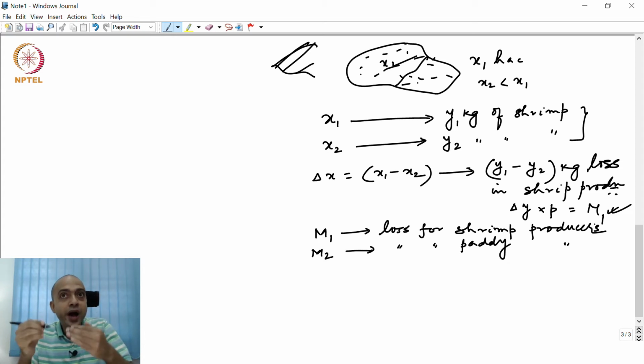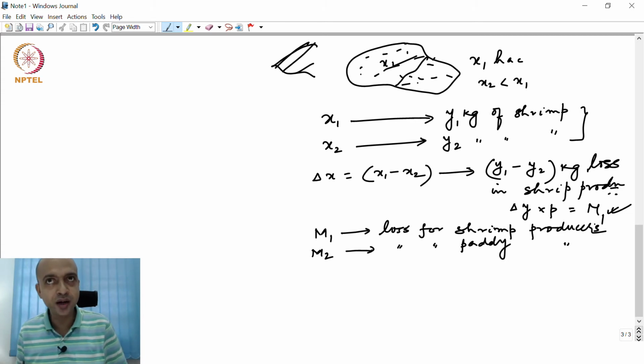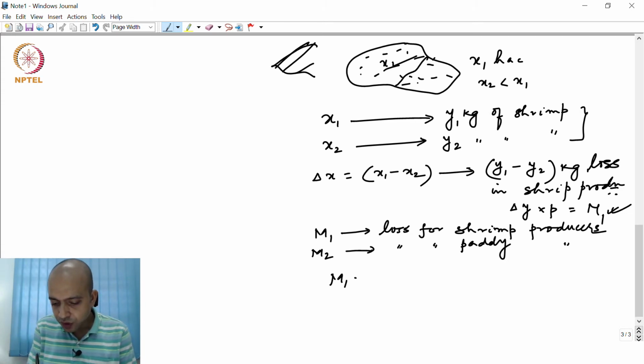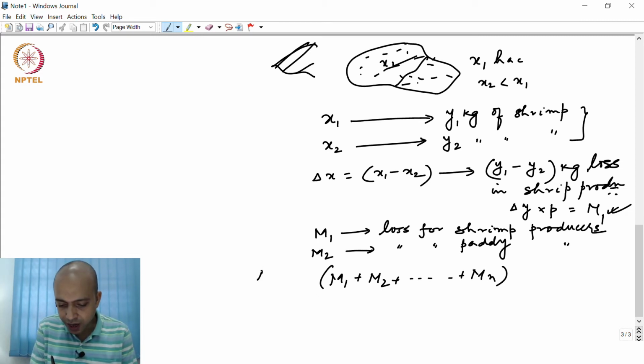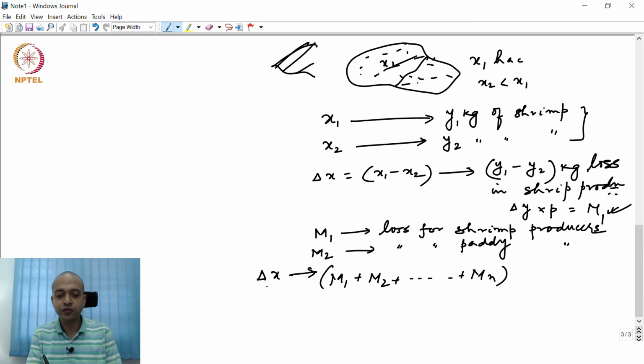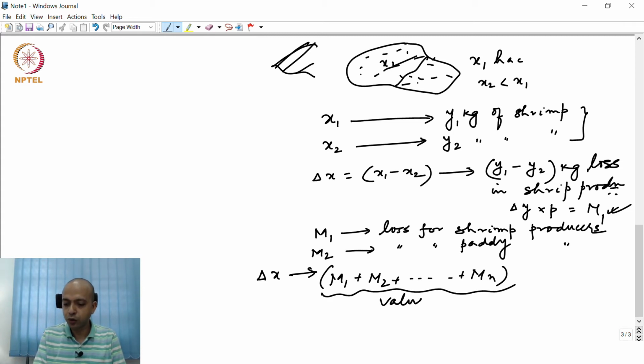Okay, so we need to identify different types of services that we derive from a coastal ecosystem like wetland. Then we need to add up M1 plus M2 plus, let's say, we derive n number of such services from the wetland, and that is the value of the wetland for this delta x amount of change. Okay, so when environmental quantity in the form of reduction in size of a particular wetland happens, this is the total amount of loss that we incur, and that is the value of the wetland.